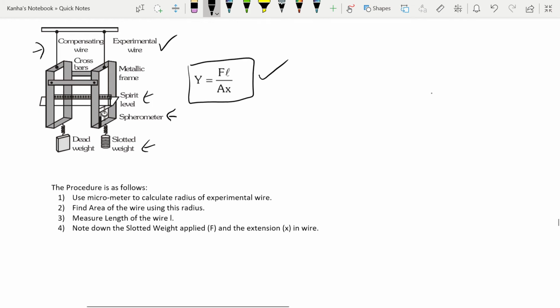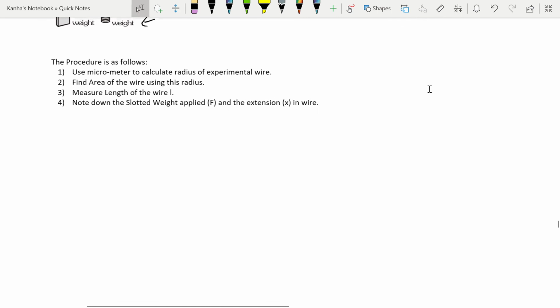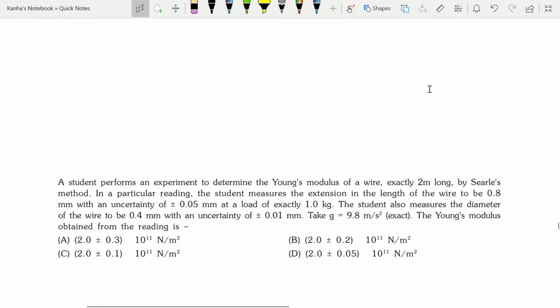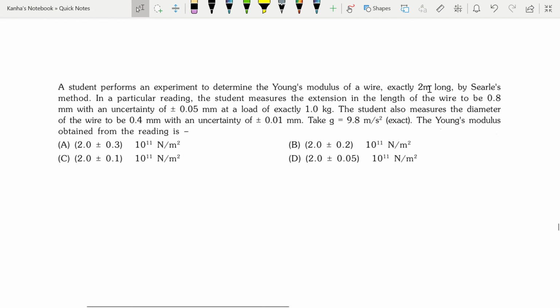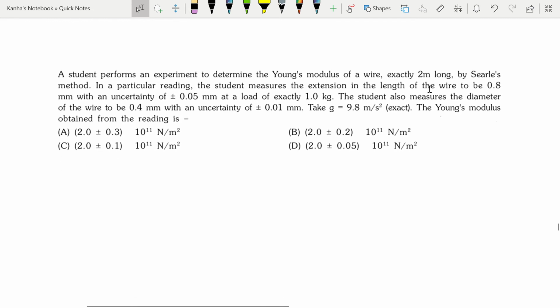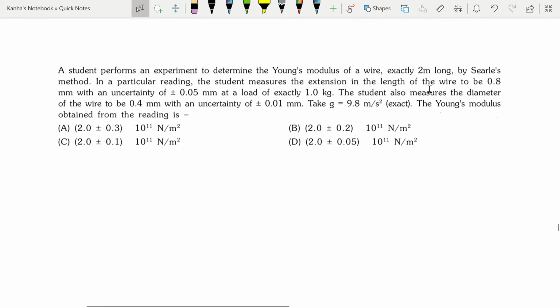The questions on this will again be in the form of errors or dimension questions. But look here, for example, this question. A student performs an experiment to determine the Young's modulus of a wire which is exactly 2 meters long by Searle's method. Okay, so what are you given?